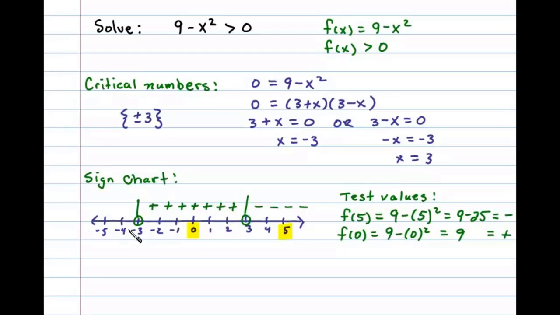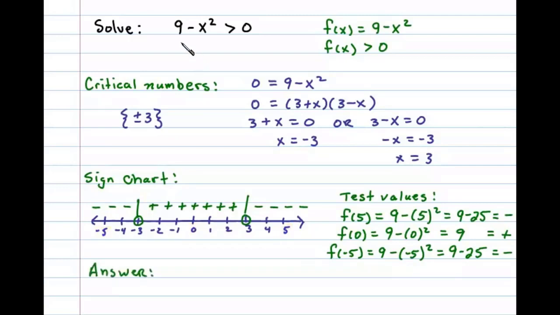Next, we'll choose a value in this left region here. I'll choose x equals -5, and let's test that. f of -5 would be 9 minus -5 squared. Be careful with all your negatives here. That's 9 minus 25, and certainly the result there will be negative. Okay, so this here is the sign chart, and we'll use this to answer the question.